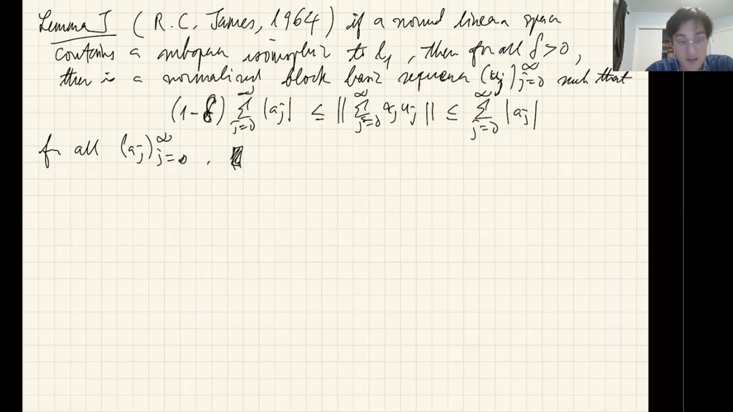Okay, so the proof is in the notes. And what this is saying is that if you contain a subspace isomorphic to L1, then you can get a block basic sequence that's equivalent to L1. It's equivalent because it's sandwiched by this 1 minus delta and this 1 here. And you can pick that for any delta. So it's very nice. You're not only equivalent, you're equivalent like delta close for any delta. Okay.